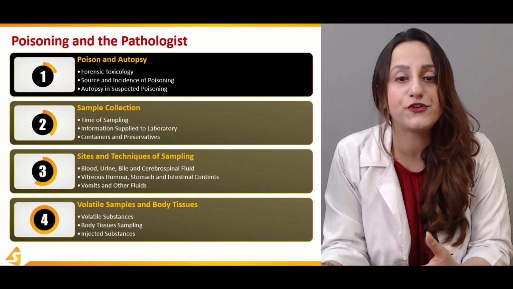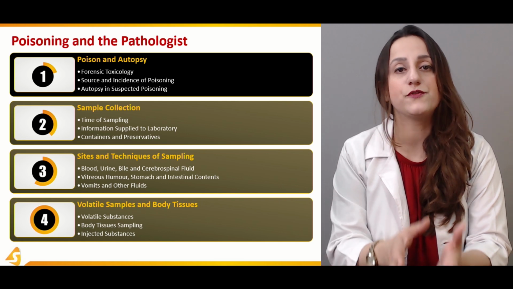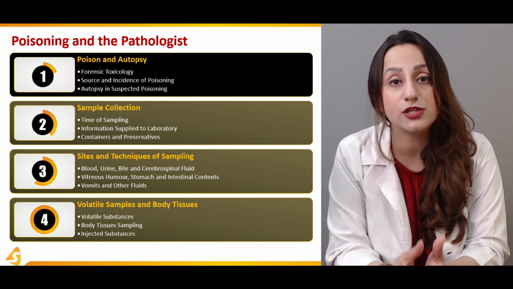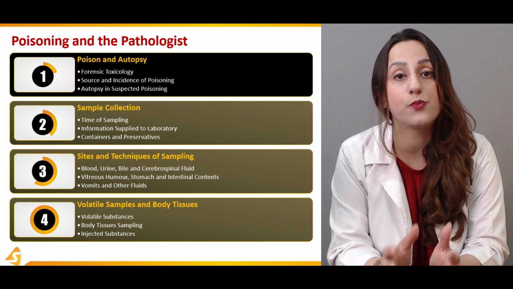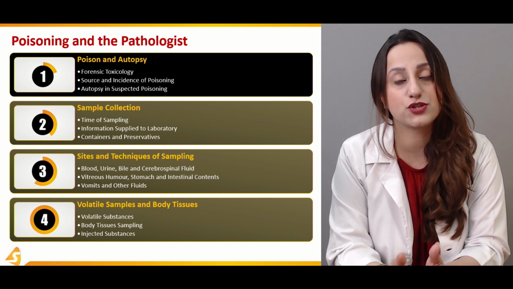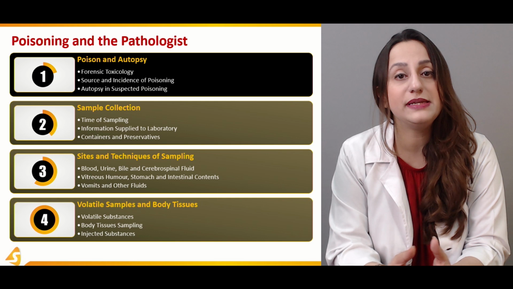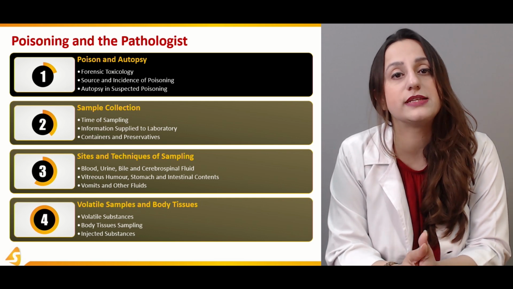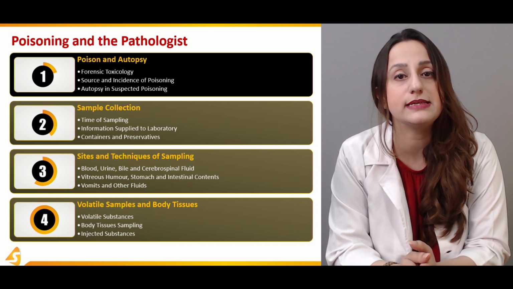So first of all, forensic toxicology. We define forensic toxicology as the branch of forensic medicine that deals with poisons and their harmful effects on the human body. So we'll be dealing with different terminologies of forensic toxicology in this first section.